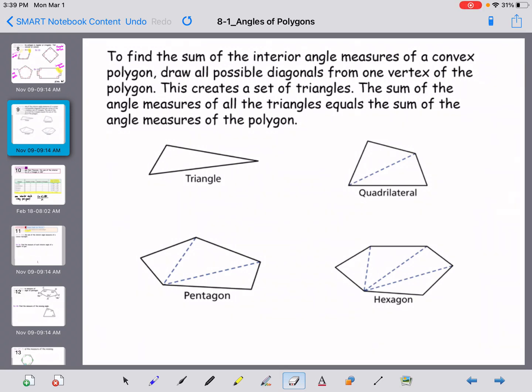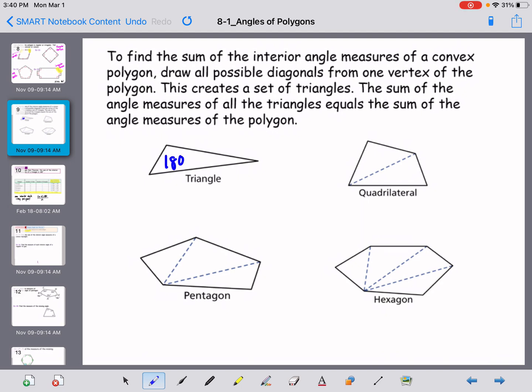All right, so to find the sum of the interior angle measures of a convex polygon, I want you to draw all the possible diagonals from one vertex of the polygon. Now this is going to create some triangles. The sum of the angle measures of all the triangles equals the sum of the angle measures of the polygon. I know we've been in geometry for a little while, but some of y'all don't remember how many total degrees are in a triangle.